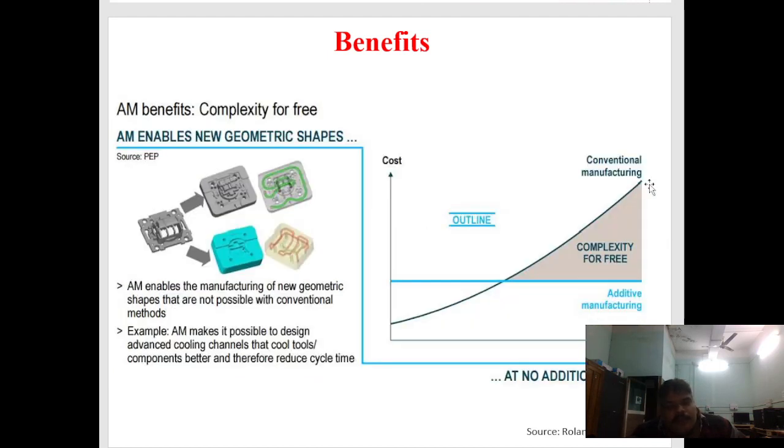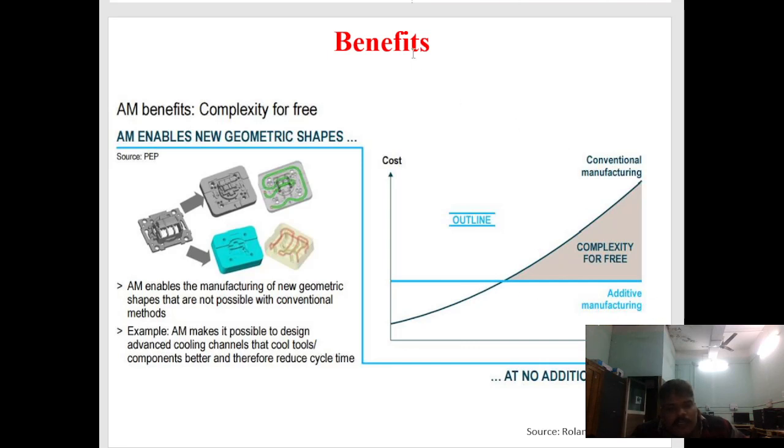Additive manufacturing benefit: complexity for free. You can easily manufacture complex objects. If we are using conventional manufacturing, then as complexity arises, the cost will be very high. But in additive manufacturing, the cost is constant.